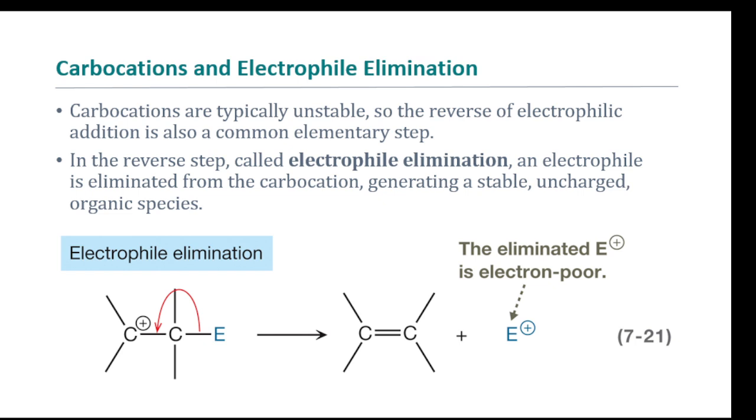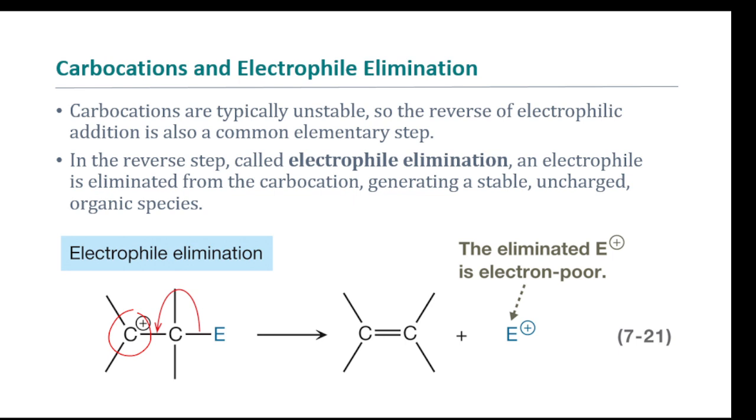Okay, so let's talk about carbocations a little bit. Now, in electrophilic elimination, we can actually have the carbocation creating the electrophilic elimination. So again, the carbocations are very unstable. They're very high energy. This is not something that a carbon typically is going to want to be, right? Sitting there with a positive charge. And so the reverse of the electrophilic addition is actually a very common elementary step as well. And this would be an electrophilic elimination.